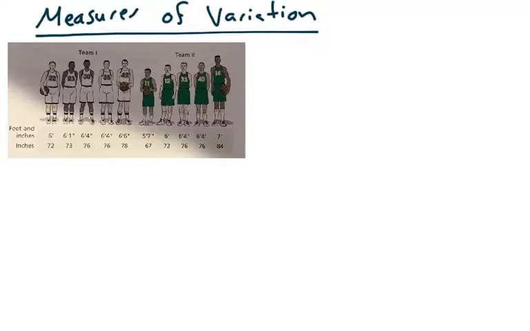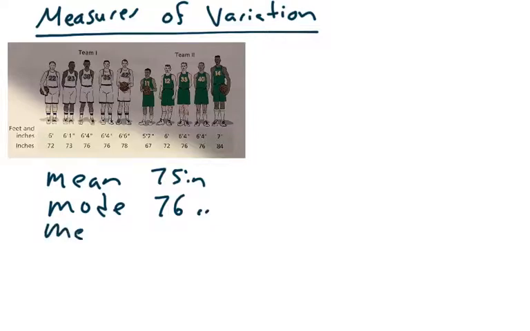So yesterday we went over measures of center or central tendency. Today I want to go over measures of variation. A way to explain this, the book has this nice graphic of two basketball teams. Both Team 1 and Team 2 have the exact same measures of center. The mean is the same at 75 inches. The mode is the same at 76 inches.